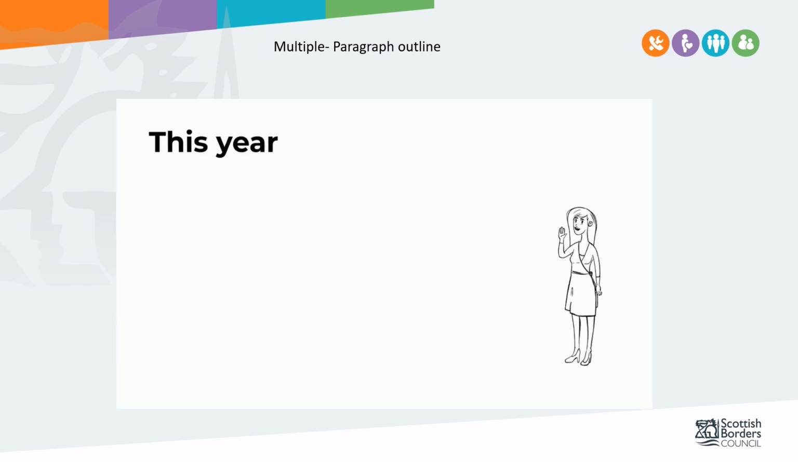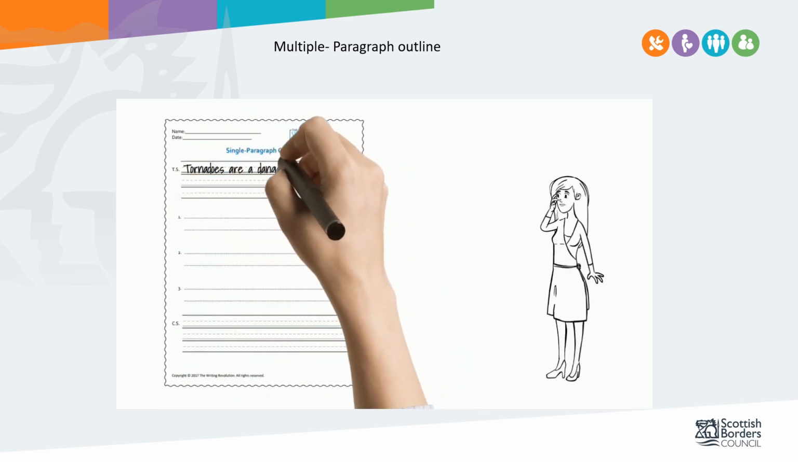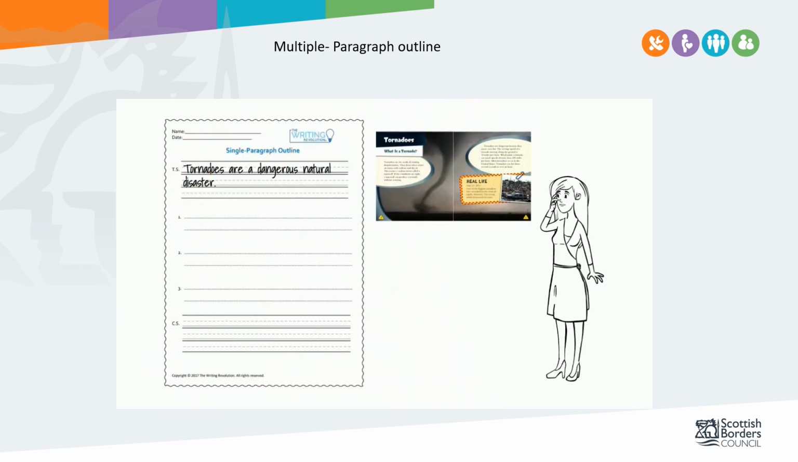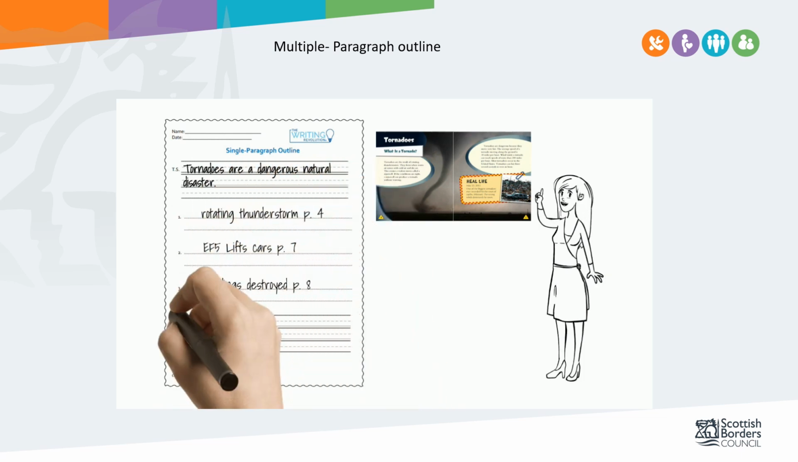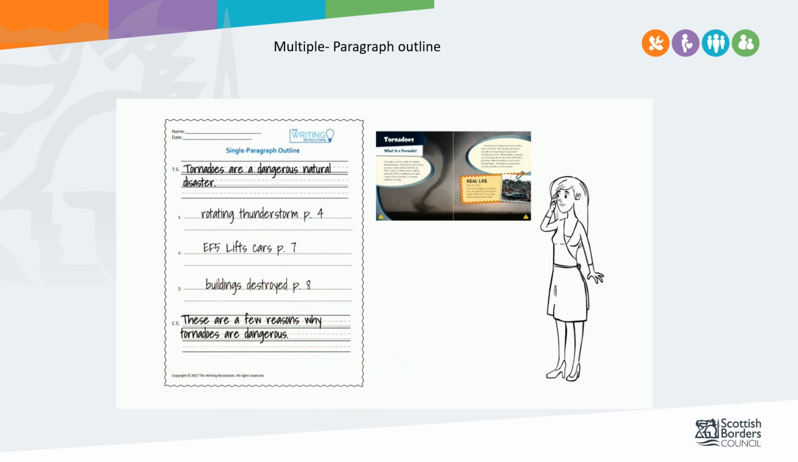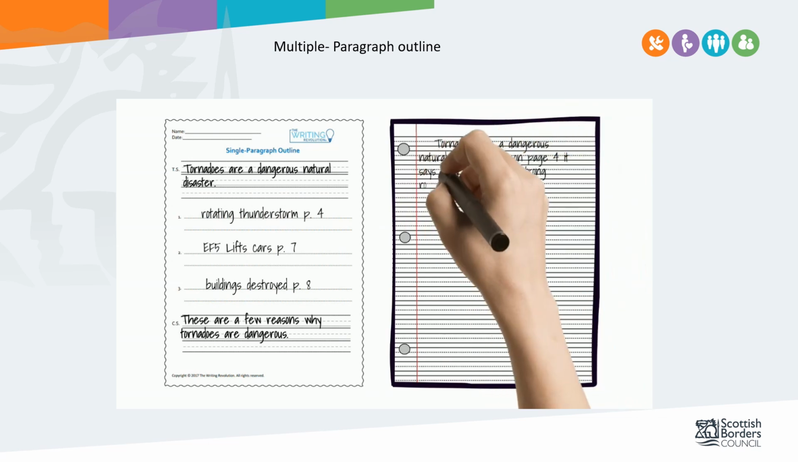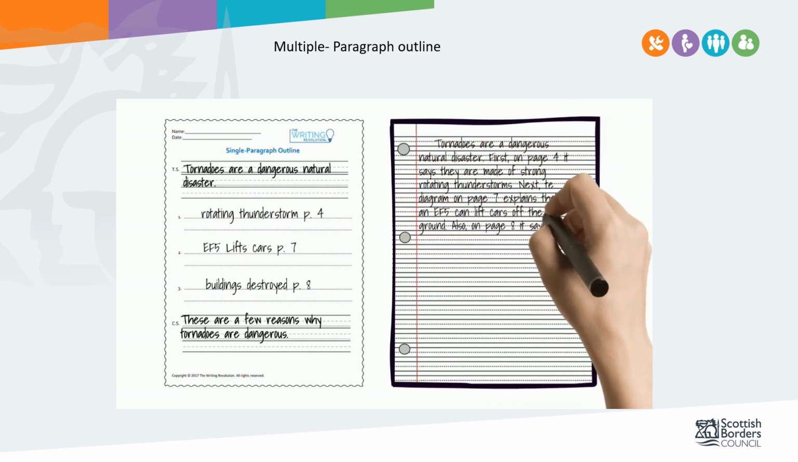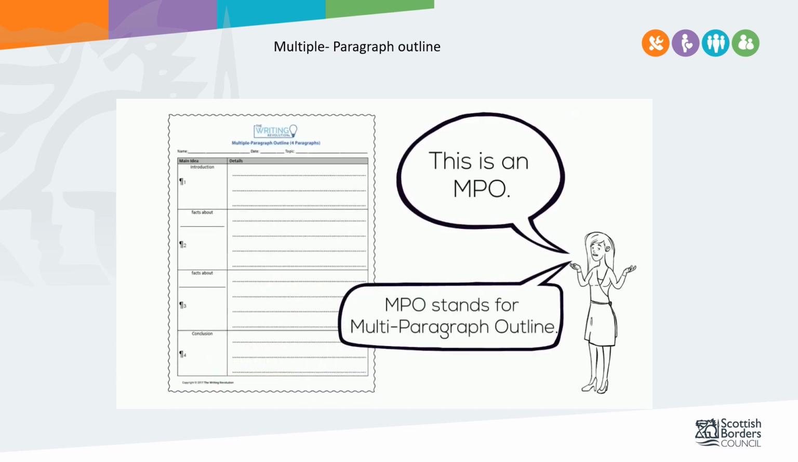This year we have learned how to plan and write a single paragraph. By now, you already know how to use an SPO or single paragraph outline to form an introduction, write your ideas for details, and form a conclusion. You also know how to use the information from your SPO to create a paragraph. This is an MPO. MPO stands for multi-paragraph outline.